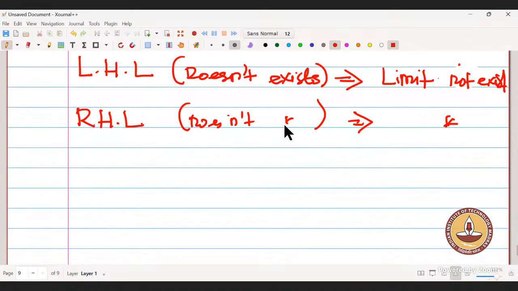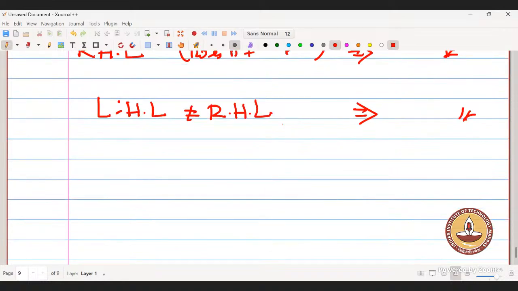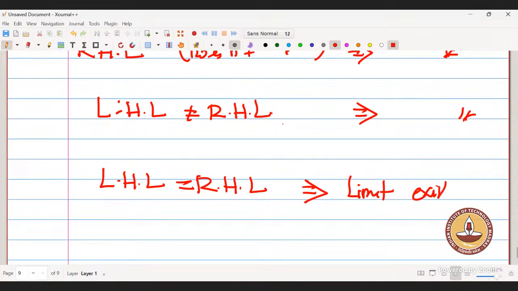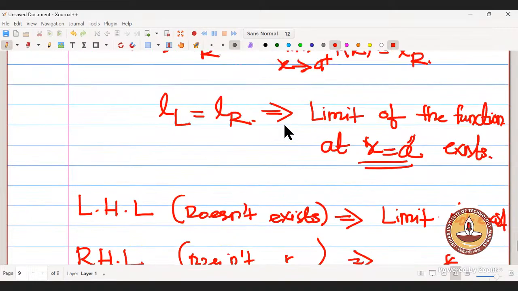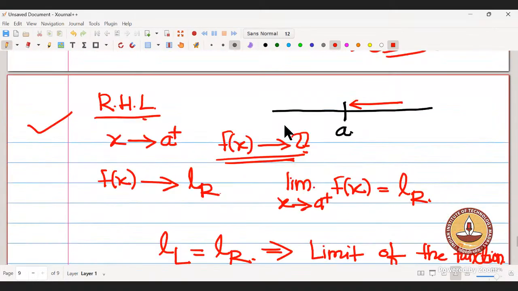Suppose the left hand limit exists and the right hand limit exists. If they are not equal, in that case also you can say that the limit doesn't exist. If the left hand limit exists, the right hand limit exists, and they are the same, then you say that the limit exists at x equal to a. So the definition is clear? Okay. Yes, sir.